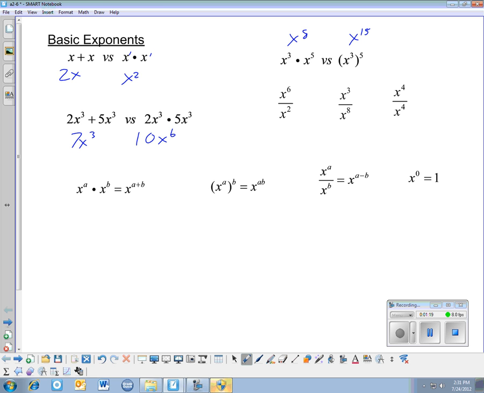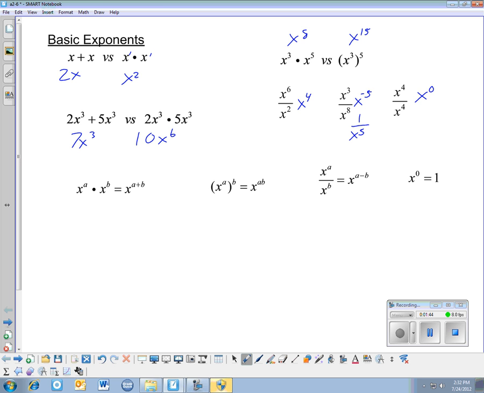So x to the 6th divided by x to the second is x to the fourth. We subtract them. Just like we add them for multiplication, we subtract them for division. X to the third divided by x to the eighth would be x to the negative fifth. Now we don't like negatives, so instead what we do is we keep it in the bottom, 1 over x to the fifth.